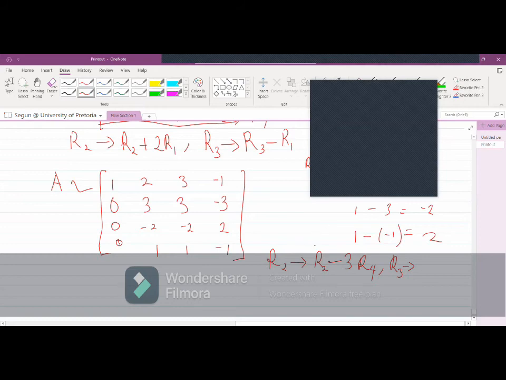No, sir. Yes? I think we should use R3 plus R1, sir. One will be easier for row 3. For row 3? Yes, sir. Remember, row 4 has 1, 1, 1. So row 3 will be R3 plus 2R4. Exactly. Wow.